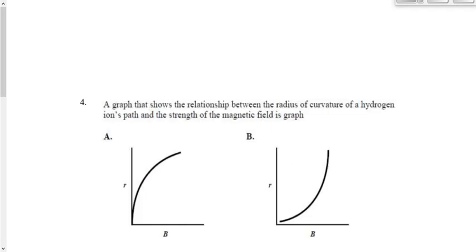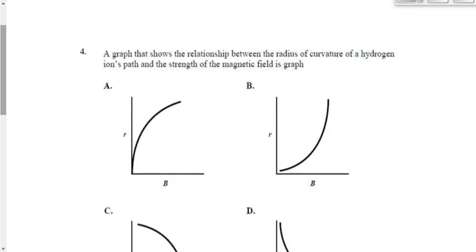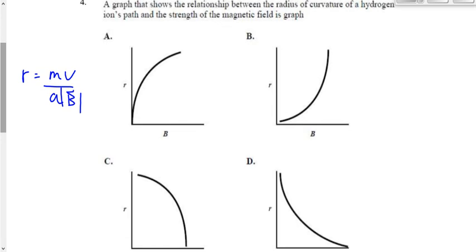And number 4. Here's a good one too. A graph that shows the relationship between the radius of curvature of a hydrogen ion's path and the strength of the magnetic field. We always want to come up with an equation to describe it, and then we look at the equation and see which graph fits the equation the best. We're looking for the relationship between R and B here. So in other words, as B goes up, the magnetic field goes up, R goes down, which means the answer is going to have to be either C or D, right? Which one is it, C or D?